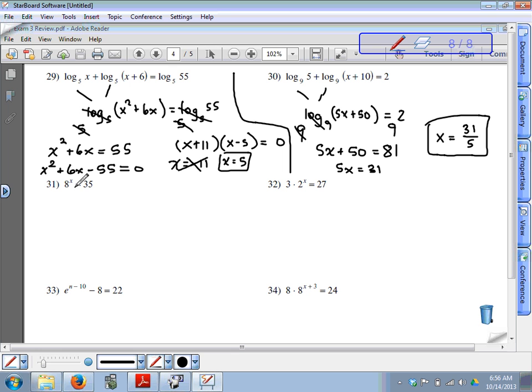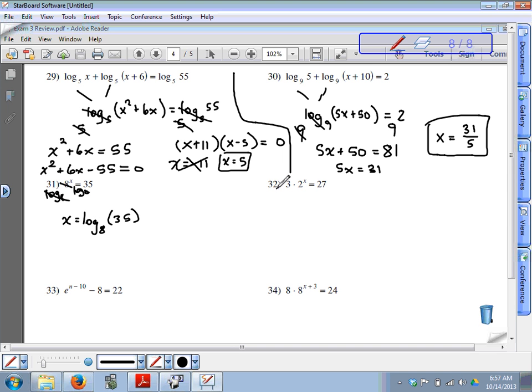And 31, this is an exponential equation now. To solve exponential equations, you have to use logarithms. The steps are to isolate the exponential term. This is the exponential term right here, 8 to the x. So to get rid of a base of 8 now, we use the logarithm on both sides. Log base 8, that's going to cancel that, so we have x equal to the log base 8 of 35. And because we are using calculators, we leave the answer in that form.